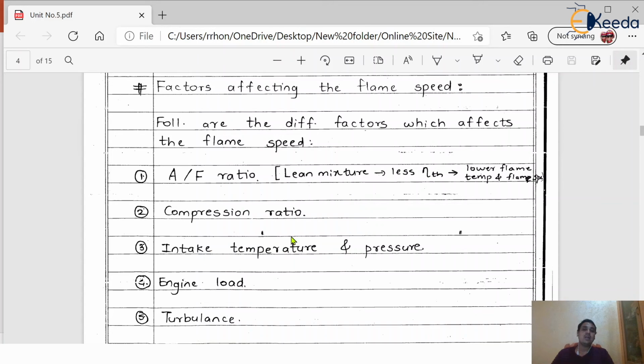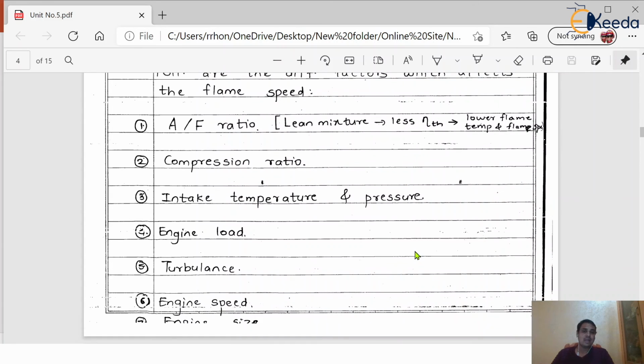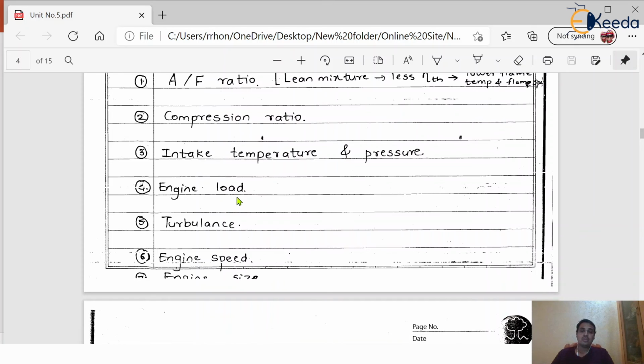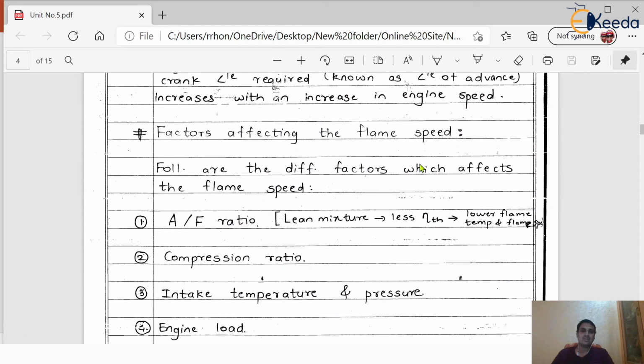Similarly, the third one is the intake temperature and pressure. This is again a very important factor. As the air fuel mixture enters the engine cylinder, what should be the pressure of the air fuel mixture? Sometimes that pressure is maximum, sometimes the temperature is also maximum, so it affects the flame speed. Then what kind of load is coming on the engine, higher load or lower load, again affects the flame speed, then the turbulence, and again the engine speed and engine size. So these all are the factors which affect the flame speed required inside the engine cylinder.